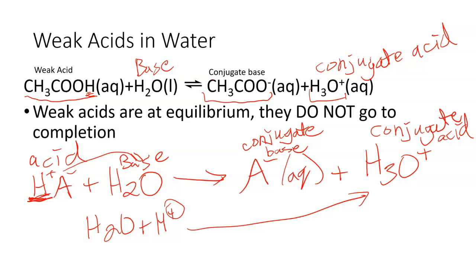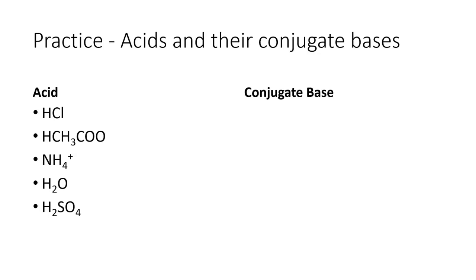So I'd like you to practice. Here are some acids, and I'd like you to try and figure out what their conjugate base would be. So just go ahead and pause the video, and then I'll show you the answers in just a moment. So the answers for what these conjugate bases would be: hydrochloric acid, I'm going to take the H plus away, and I'll be left with Cl minus. So do be careful about the charges on these. Acetic acid, I take away the H plus, I'm left with the acetate ion.